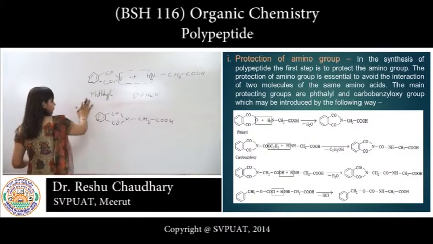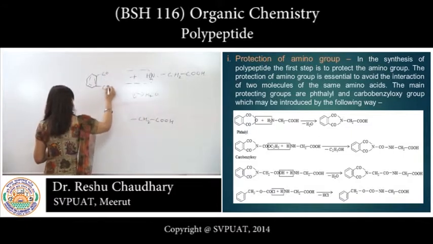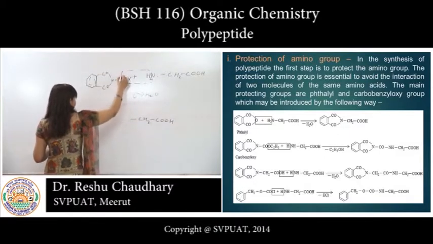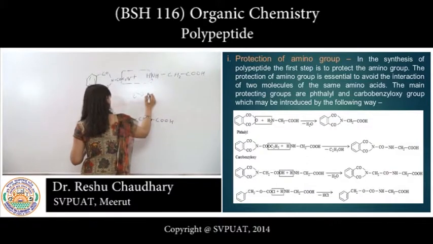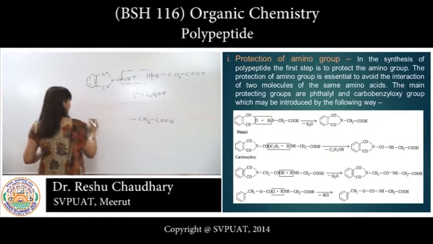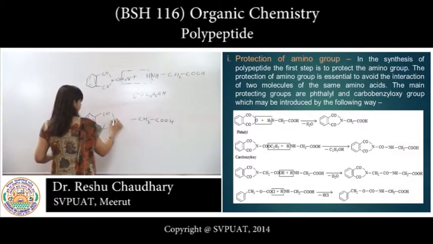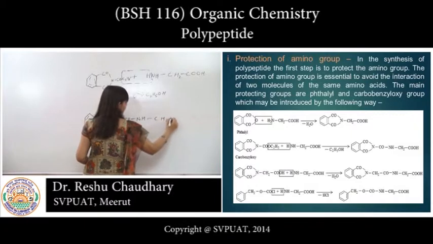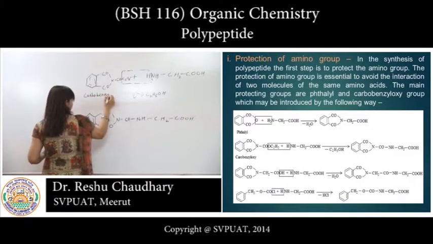If this is the phthalate group, if we react with carbobenzyl oxy group, then in it the ethyl alcohol will come out and the product will form this. This is carbobenzyl oxy group.